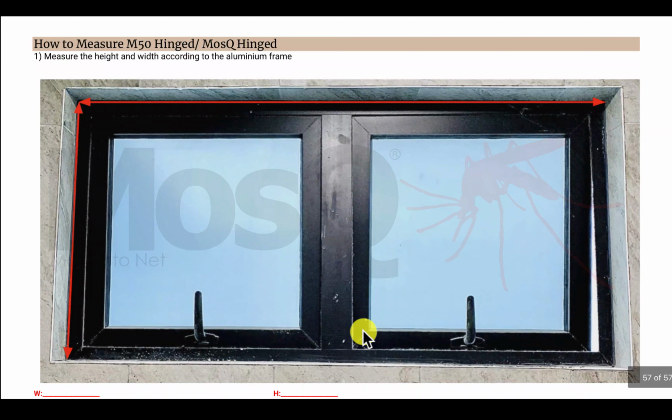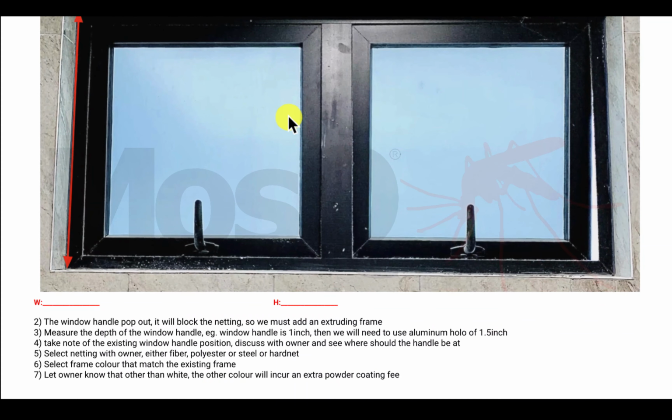Now, let's learn how to measure the M50 hinge and also the Mosquito hinge. First, measure the height and the width according to the aluminum frame, full height and full width. Write it down. Because the window handle pops out, it will block the netting, so we must add an extruding frame. Measure the depth of the window handle. For example, if the window handle is 1 inch, then we will need to use aluminum hollow of 1.5 inch.